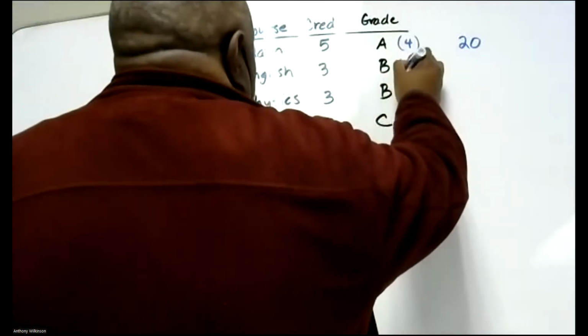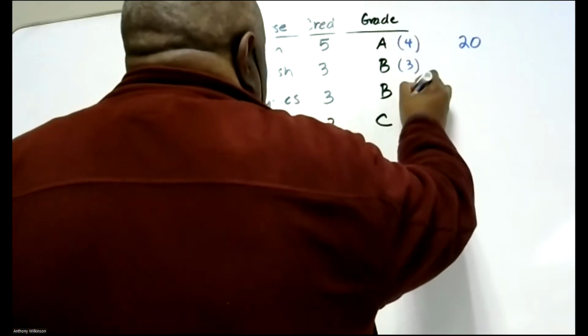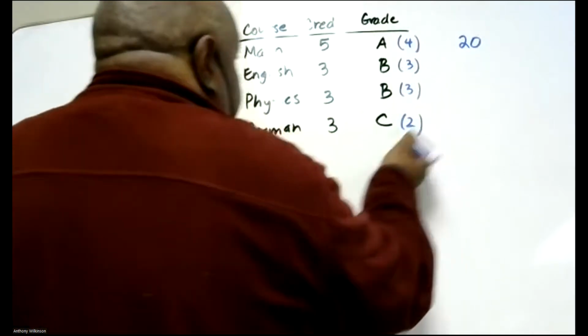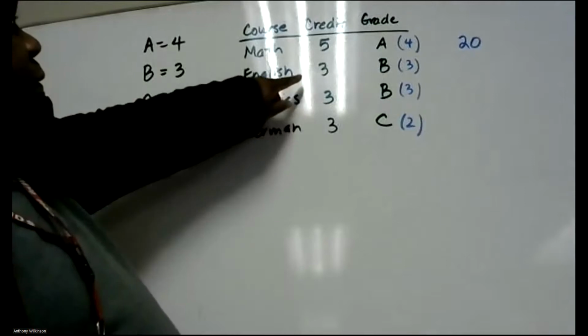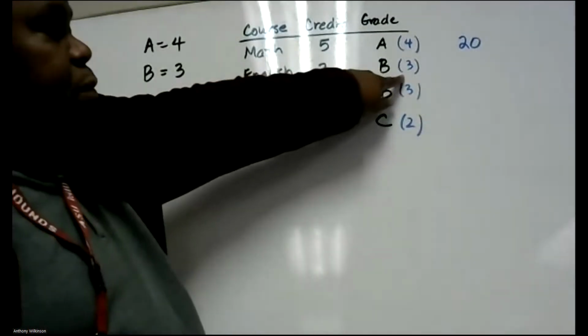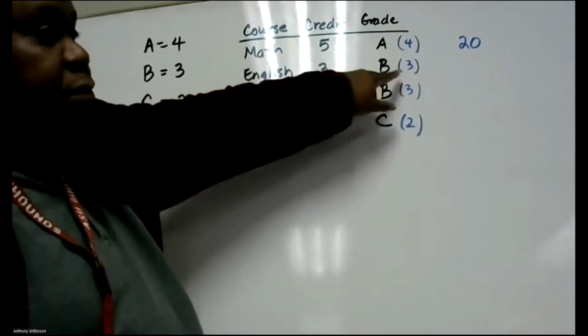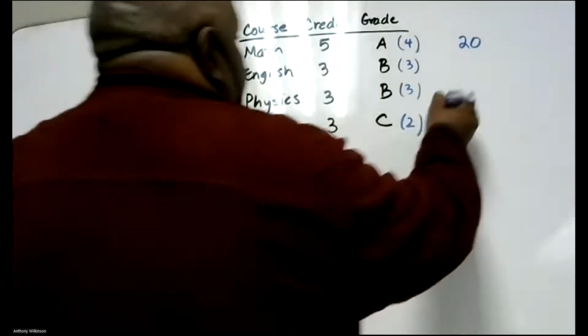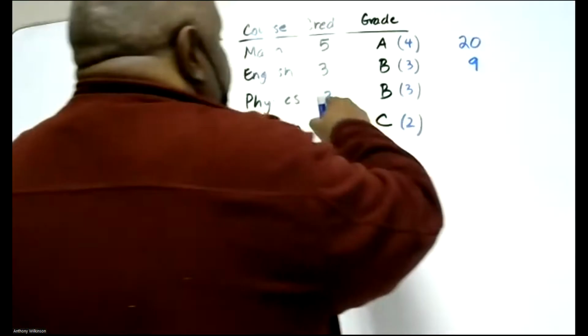And the B is worth 3, so I'll put 3 here and a 3 here, and the C is worth 2 here as well. All right. English is a 3 credit course, 3 times the point value for a B, which is 3, so 3 times 3, which is 9.